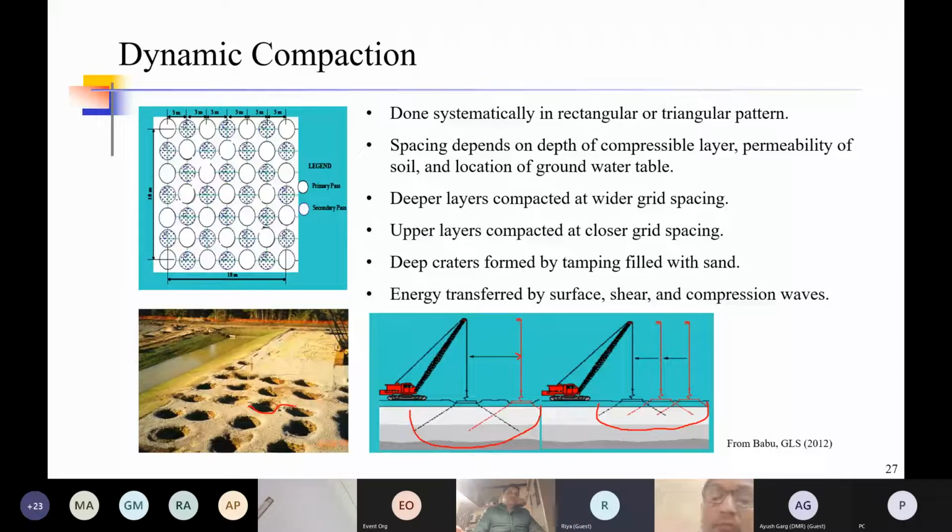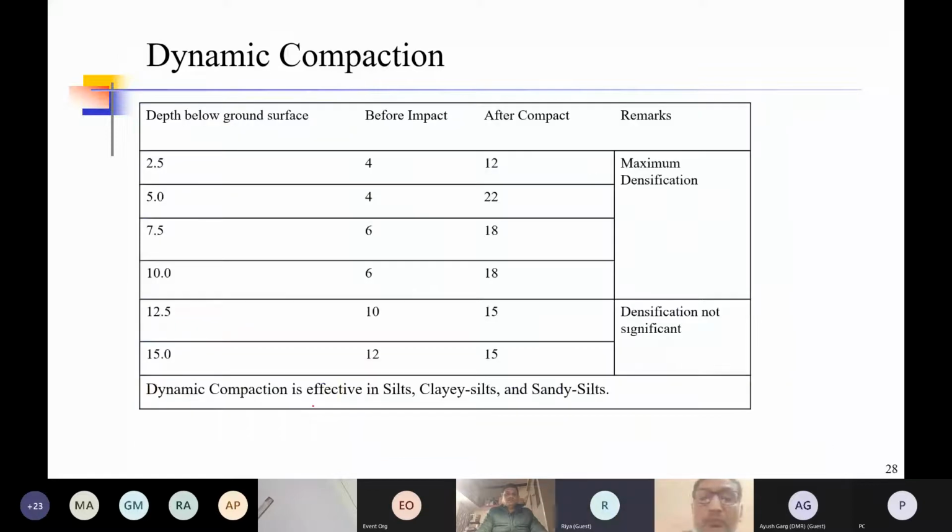So once these craters are created, all of them are then backfilled with either local soil material or any other granular material. So that's the basic fundamental of the dynamic compaction.